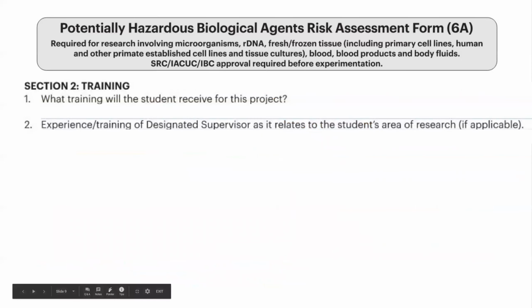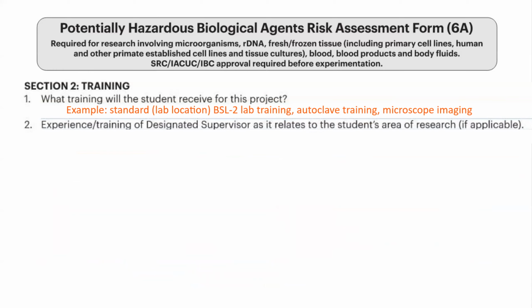Here is the training section of Form 6A. Under number 1, the qualified scientist or designated supervisor will record the necessary amount of training that the students need in order to work with their potentially hazardous biological agents. An example of what would be included under this question would be the training received for the specific laboratory and biosafety level. Each laboratory typically differs on their training requirements.